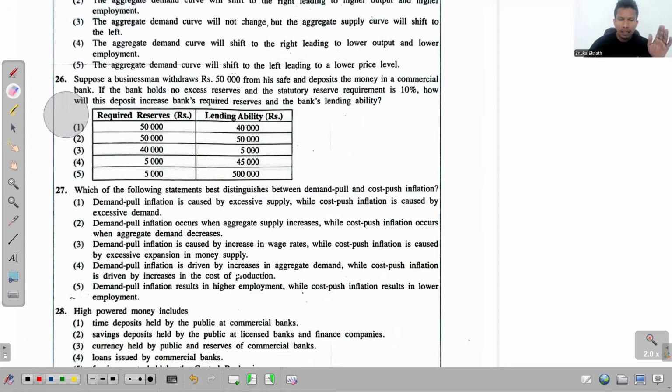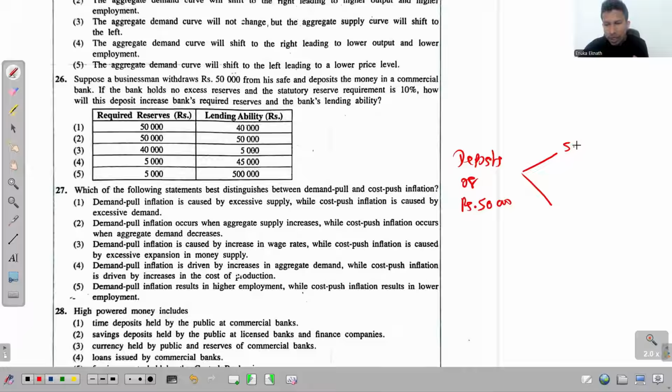So simply, this is a deposit of rupees 50,000 in a commercial bank. So let me write here, the bank receives a deposit of rupees 50,000. And once the bank receives this deposit, they need to divide this into two parts. So what are the two parts? The statutory reserve, which should be kept in the bank or maybe as a deposit in the central bank. But the other part of this 50,000, which is the excess reserve, the bank can use to offer loans.